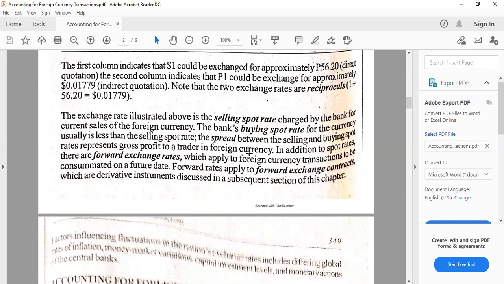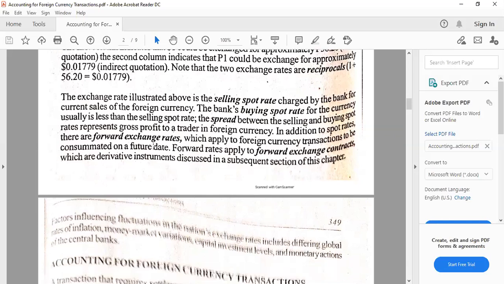Next would be another set of rates called forward exchange rates. Actually, forward exchange rates are the rates by which privately contracting parties would enter into a contract. So for example, let's say I want to purchase goods from abroad and I don't have foreign currencies. So I would go to a bank so that I can buy foreign currencies. In that case, the rates related to the contract in terms of the foreign currencies would be the forward exchange rates.